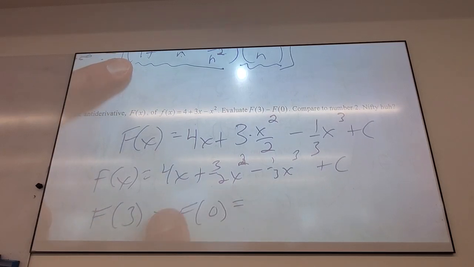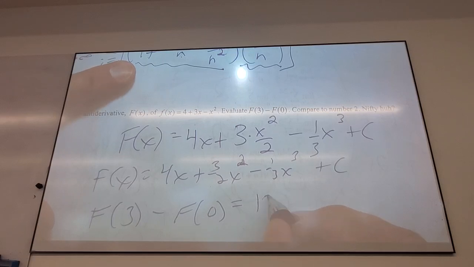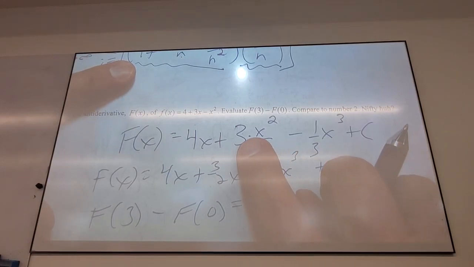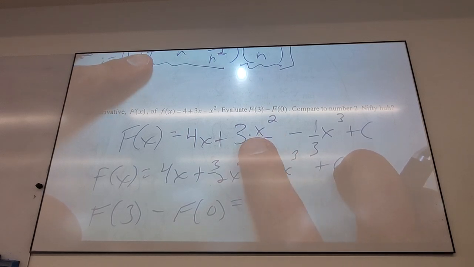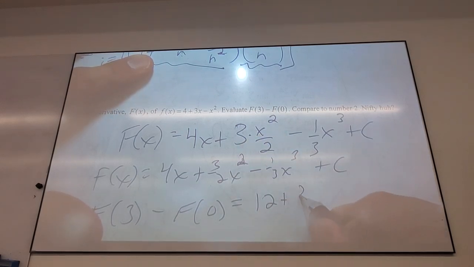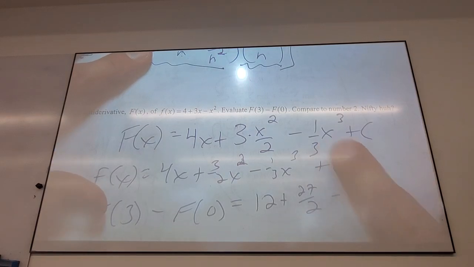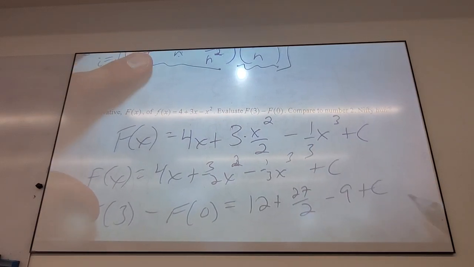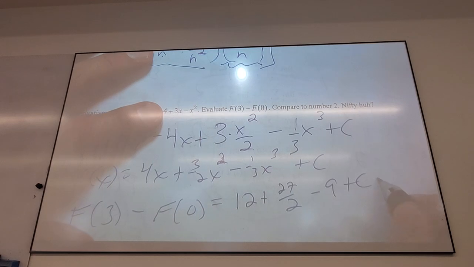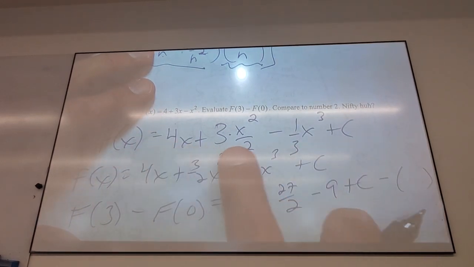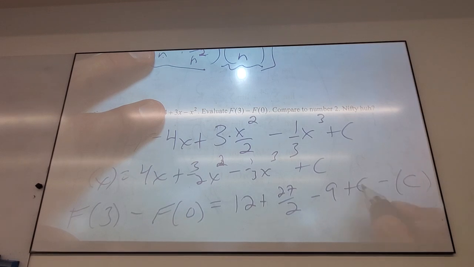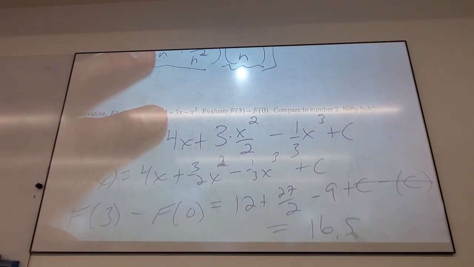So somebody help me out. What is big F of 3? That'll be 12 plus 27 halves. Does this look familiar, by the way? Minus 1/3 of 27 is 9. Plus c. Minus, what is big F of 0? C. The C's cancel, and I get 16.5.